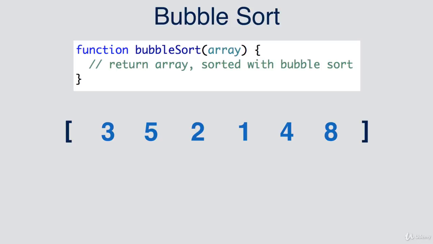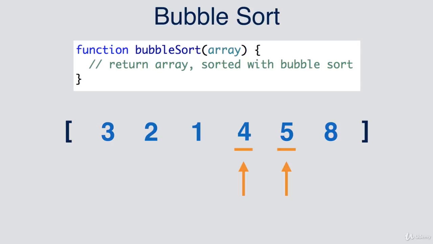Now we simply do the same thing again to further sort our array. So we will start by comparing 3 and 5, and we leave them as they are because they are in the correct order. Then we compare 5 and 2 and switch them because 2 is less than 5. Then we compare 5 and 1 and switch them. Then 5 and 4 and switch them. And now we are down to the final comparison for this loop.